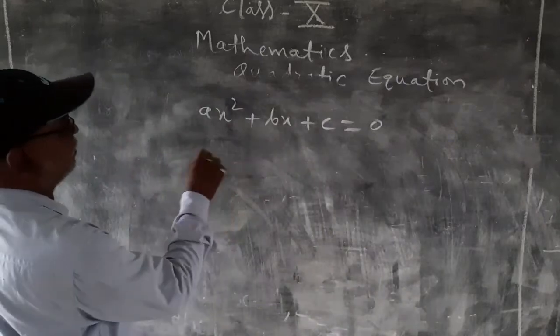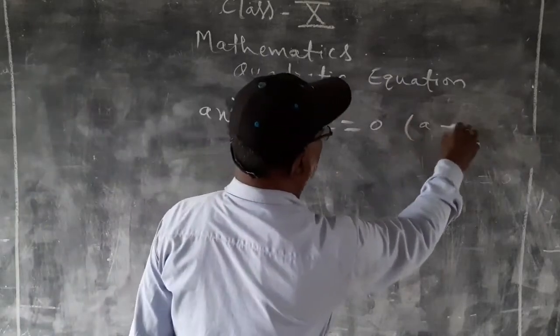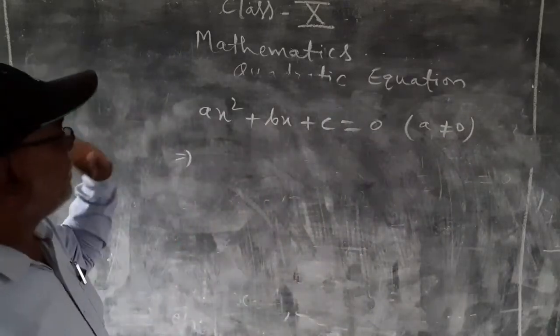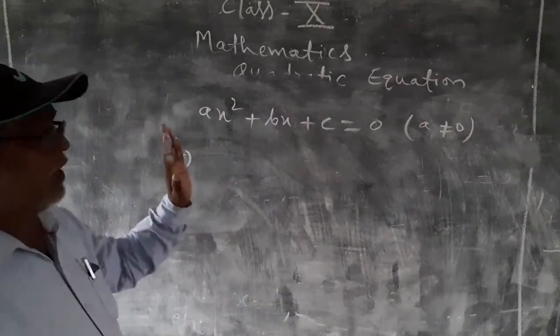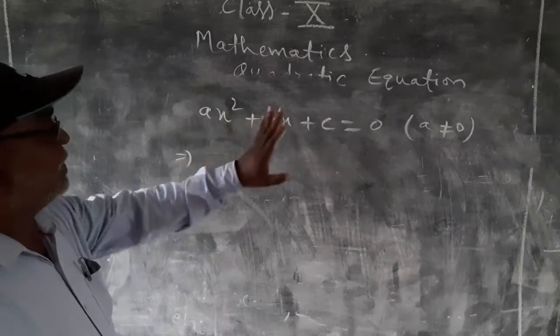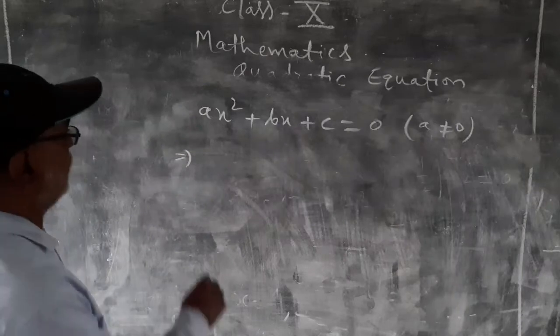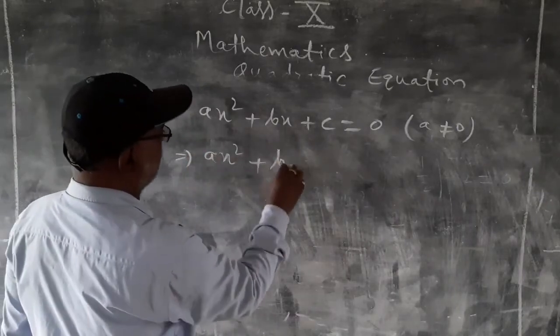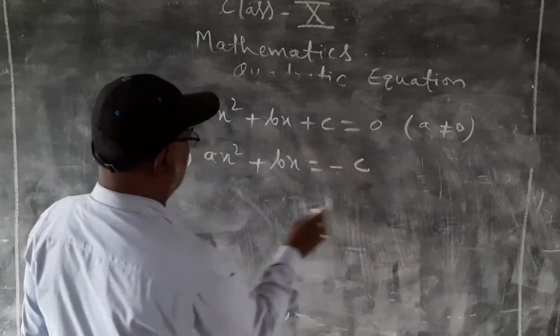Suppose this is the general equation where a is not 0. Now I am going to establish a formula for x. How can we get x from a, b and c, that is, from the coefficients? You can write it as ax square plus bx equal to minus c.